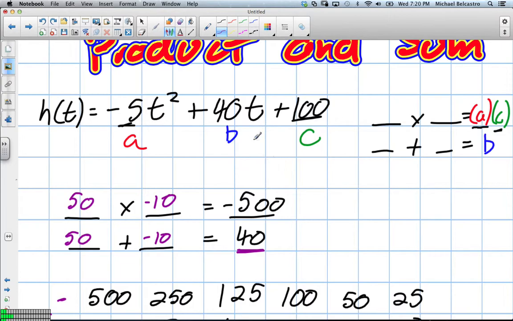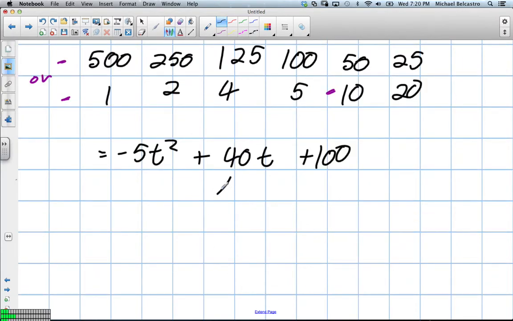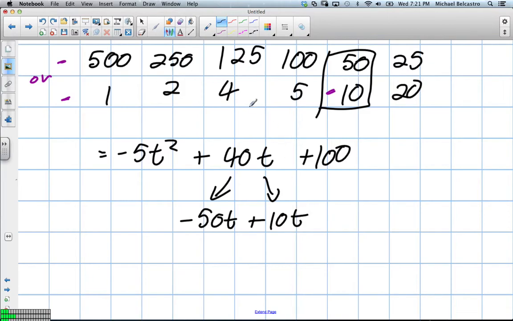So what we're going to do here is we're going to split this 40t into 50 and -10. So what this question now reads is -5t squared, and we'll rewrite the 40t plus 100. From here, you split 40t. We now know that we can split it into 50t minus 10t. Oh, sorry, that's supposed to be +50 and -10 because we want to get +40. So I've split that middle value now.